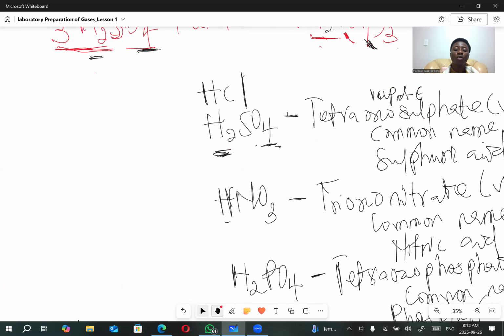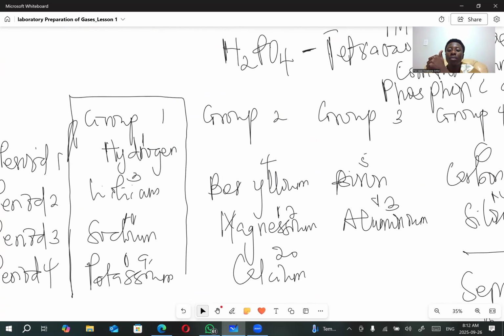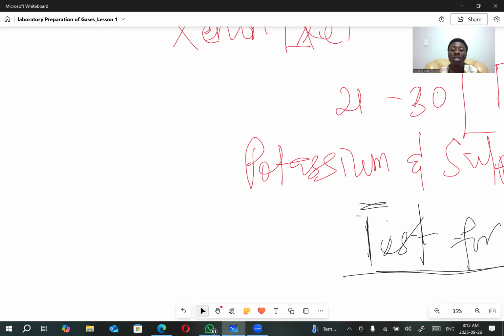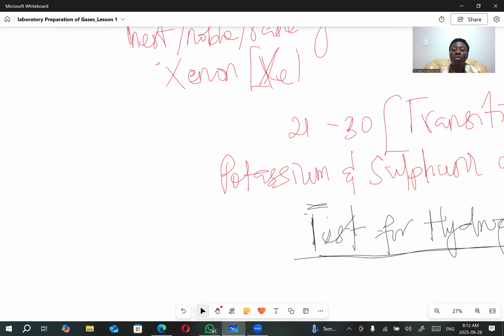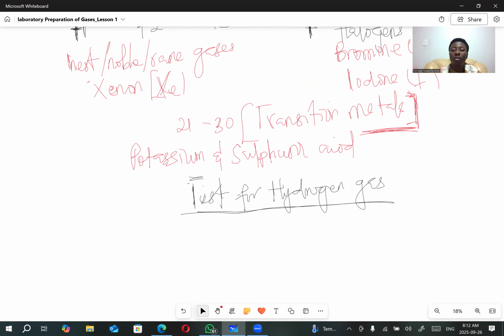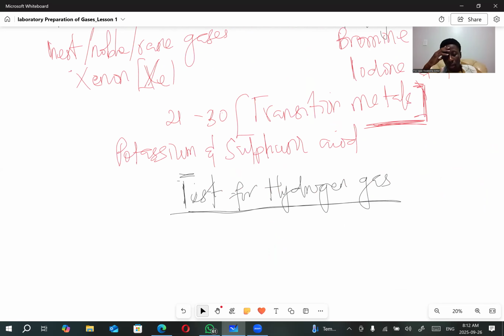Now you have to get a flame, a glowing splint. When I talk about a glowing splint, it is something like what those who smoke use to rekindle their cigarette lighter. Okay, I'll write it for you.